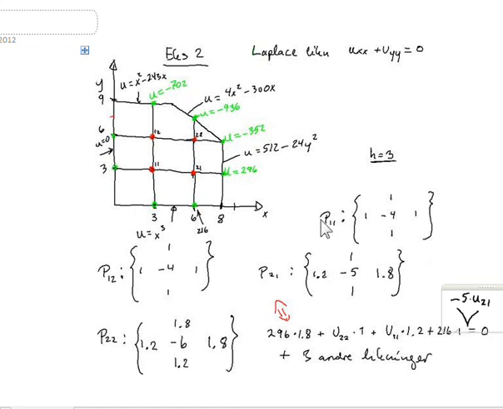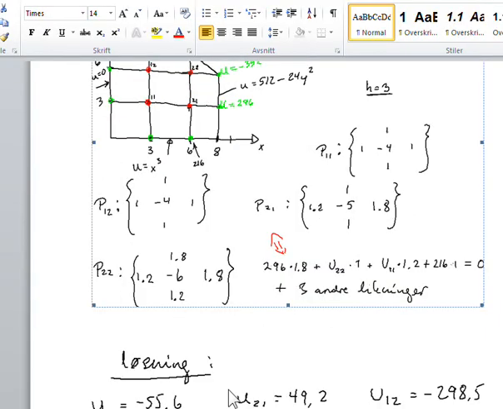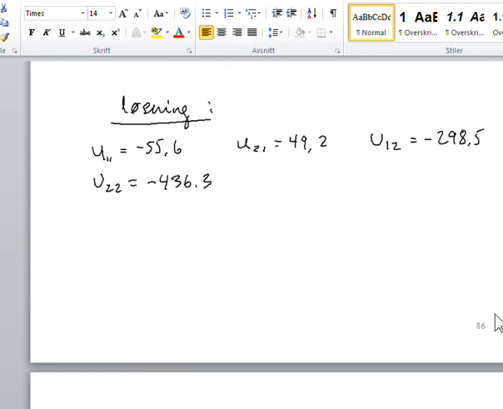Doing the same for the other two expressions, we get 3 other equations, and solving these 4 equations we get the following solution. I can show you this. This is the solution of our problem.